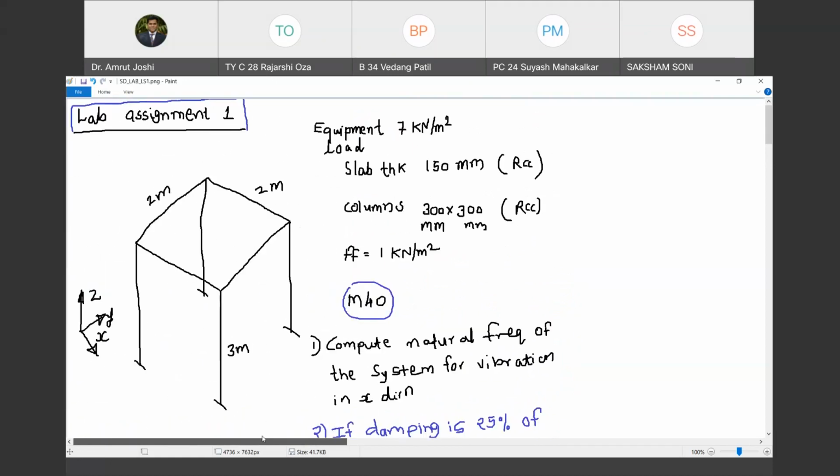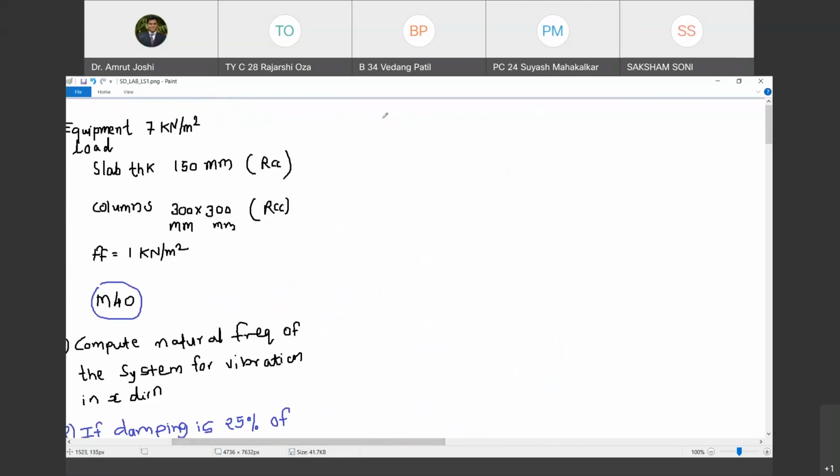So let us compute the mass of the system first. As you can see, these columns have relatively less mass when compared to the mass of the slab. We will compute the mass of the slab and the mass on the slab. In computation of mass, the first point is the self weight of the slab. So let me try to find out what is the self weight of the slab.